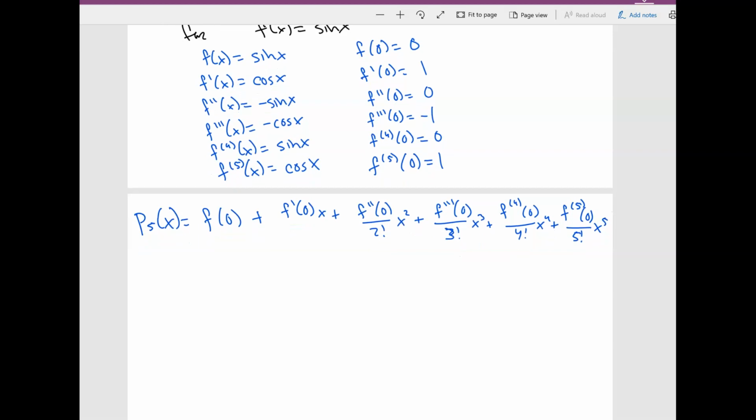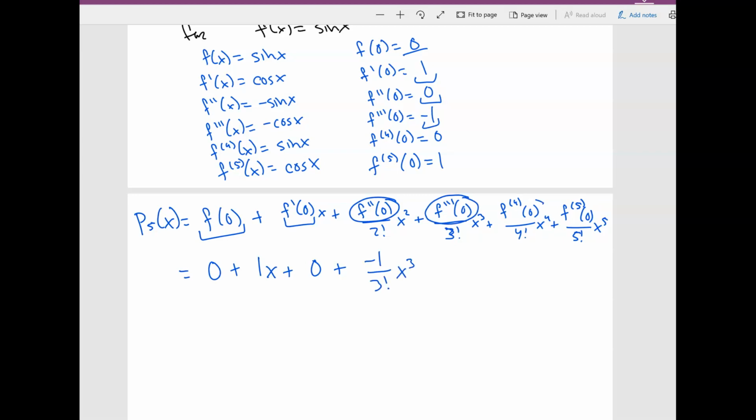Okay, so now all we've got to do is plug in all of my information. This guy was just equal to 0. This guy is just equal to 1, and then you have an x. This guy right here is just equal to 0, so the whole thing is going to be 0. Then this guy right here is going to be equal to -1 over 3 factorial x cubed. So that one didn't go away. The fourth derivative at 0 is just going to be 0, so that's just a big fat 0. And then you have the fifth derivative, that's just going to be 1. So 1 over 5 factorial x to the fifth.